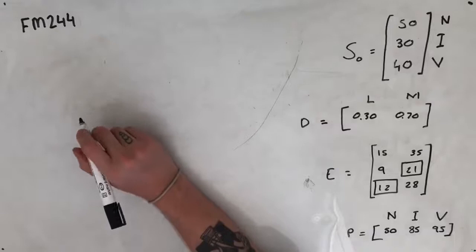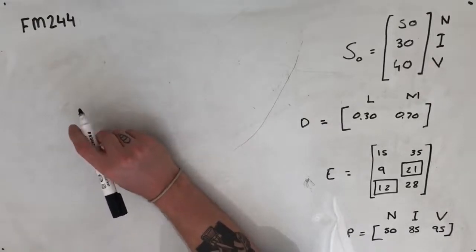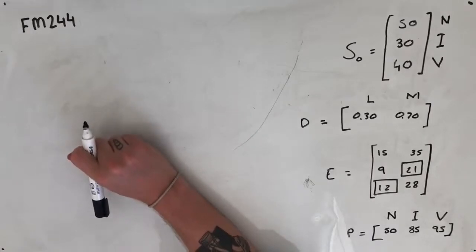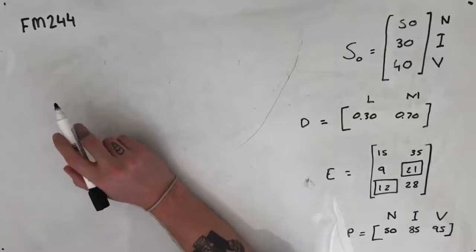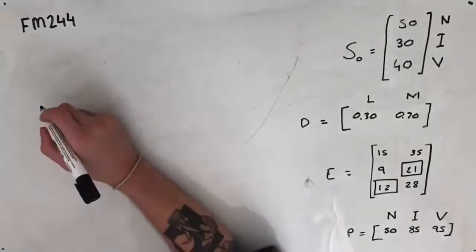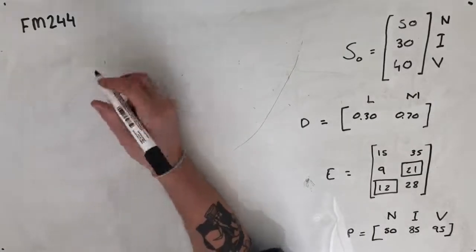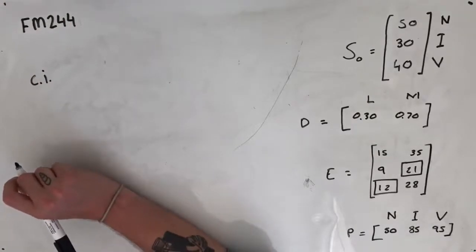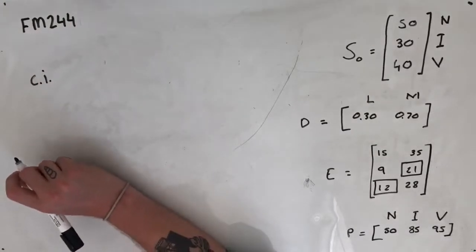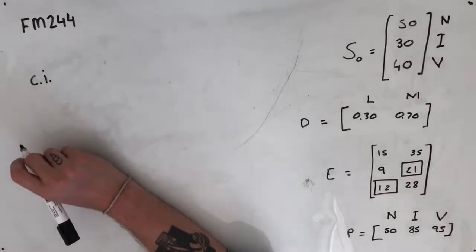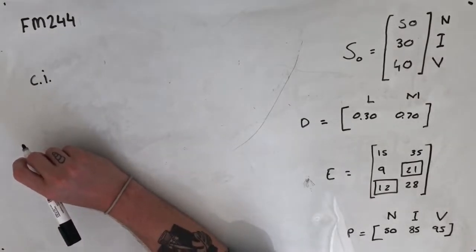Question C then says the driving school pays the instructors $50 per month for each newbie student, $85 per month for each intermediate student, and $95 per month for each veteran student. These amounts are shown in matrix P below, and then we're given matrix P. The amount paid to each instructor can be found using a matrix calculation. And then question C, part I, says write down a matrix calculation in terms of P and E, which results in a matrix that lists the amount paid to each instructor for this month.